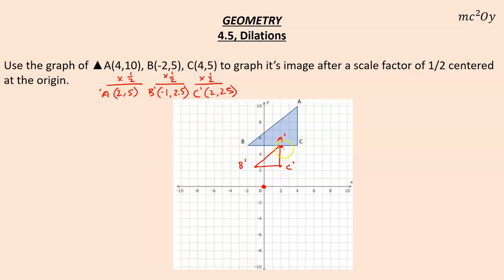Note that this side length from A to C, it was 1, 2, 3, 4, 5. It's now 2.5. This side length that was 1, 2, 3, 4, 5, 6 is now 3. Okay, it has been reduced in dimension by 1/2.